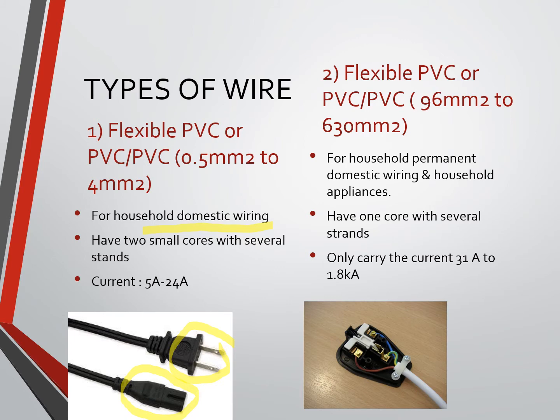Okay, and then we have the same flexible PVC, but the size is much larger, which is 96 mm² to 630 mm². Okay, this is for household permanent domestic wiring or household appliances. Okay, it also has one core with several strands and it only carries current around 31 ampere to 1.8 kiloampere. Okay, so 1800. Okay, this is the switch, basically the plug, three-pin socket that we always use for electrical appliances in houses.